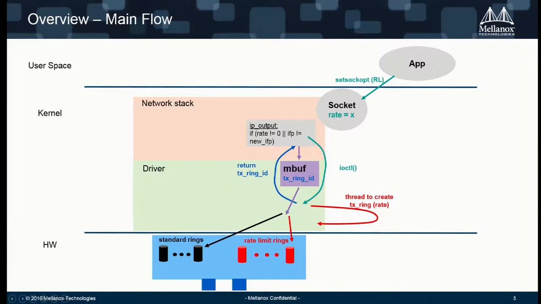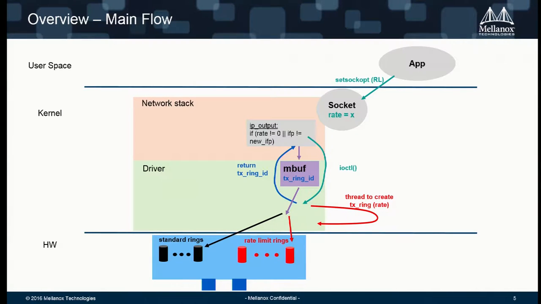So excuse my drawing skills, but I hope that once I start to explain it, it will become very clear. So we have the user space at top, we have the kernel, and we have the hardware. That's a card. So we start from the application. The application creates a socket, and let's say that it started transmitting traffic through that, let's say, TCP socket. And now the application wants to start and rate limit the traffic.